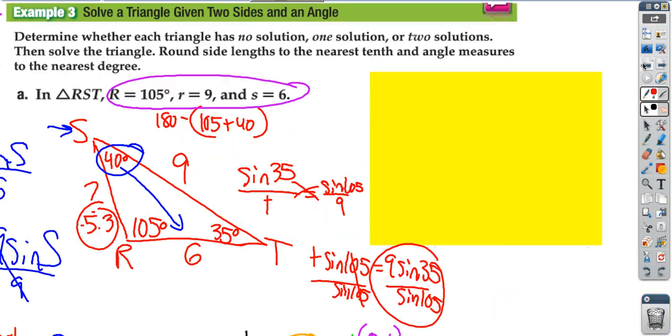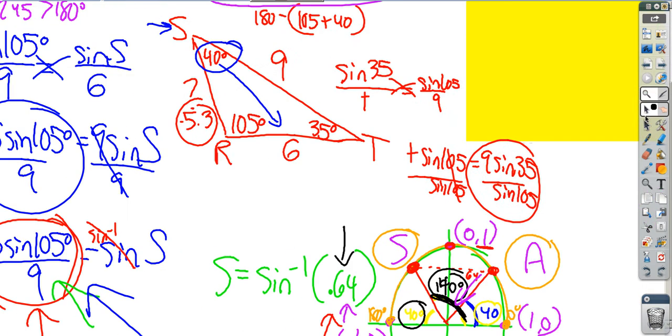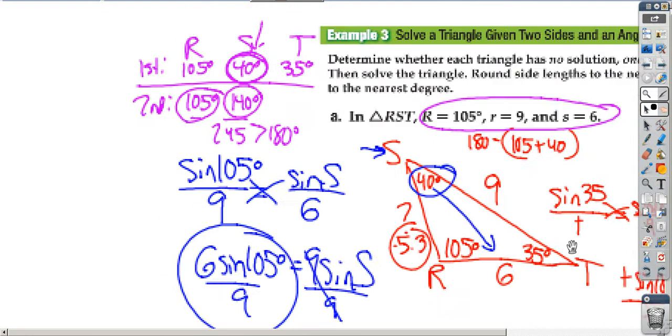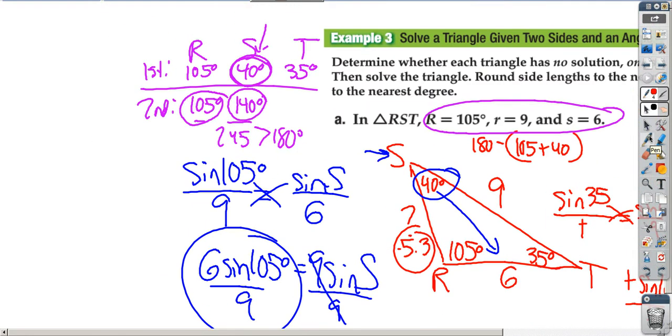Okay, so we went back for a sec. In this example right here, we did not have a second triangle, and the reason that we didn't is because when we did the 180 minus 40, we got this number, and when you add these together, you've gone past 180. So that's how you know it's impossible.